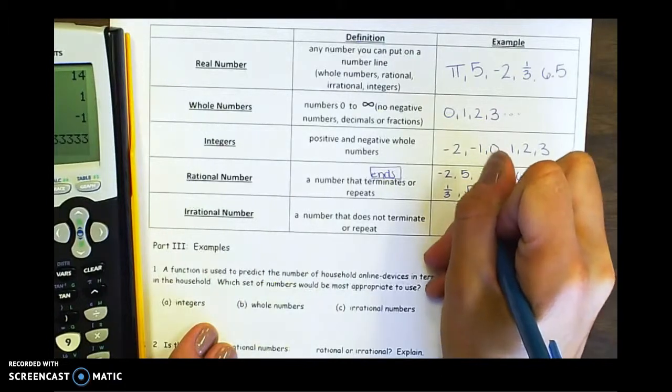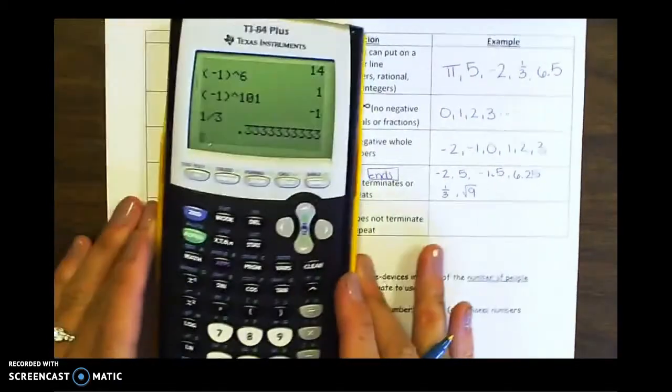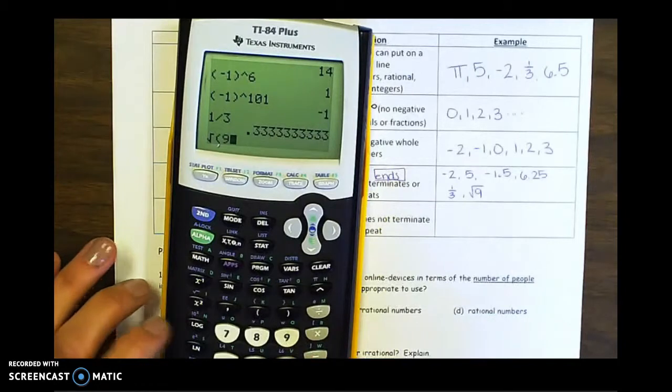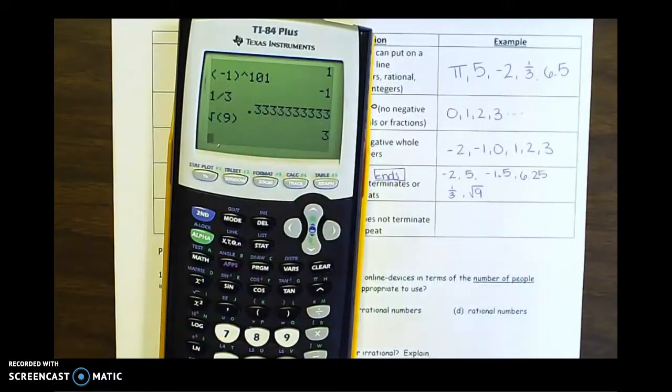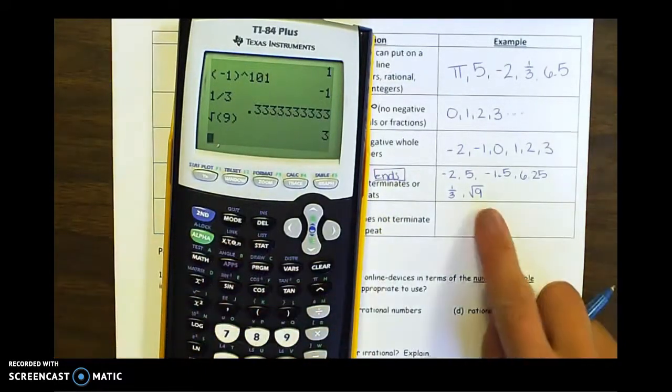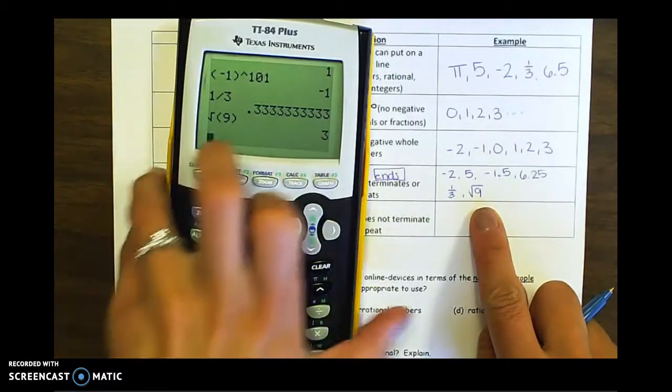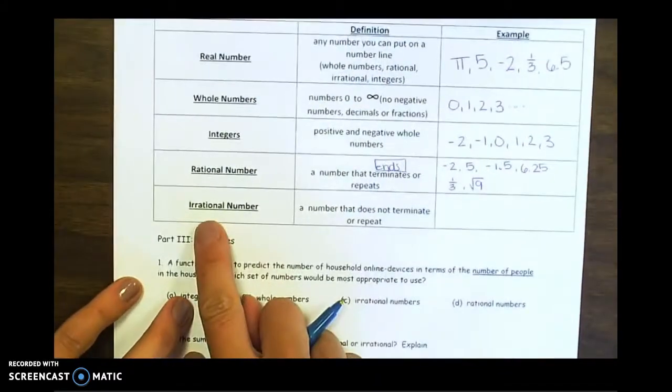How about radical 9? Well, let's take a look in the calculator. The square root of 9 is positive 3, which means it's a rational number because it terminates, it ends. All right, let's take a look then at irrational numbers.